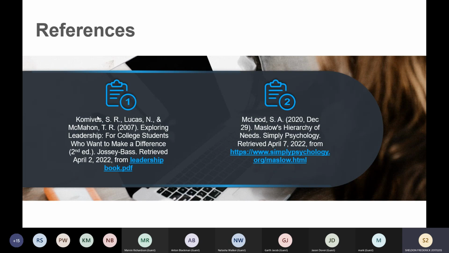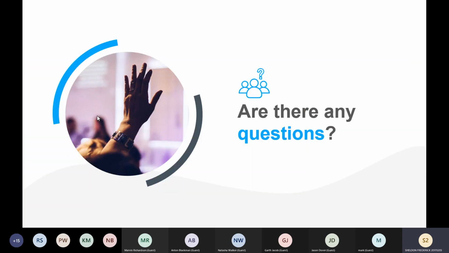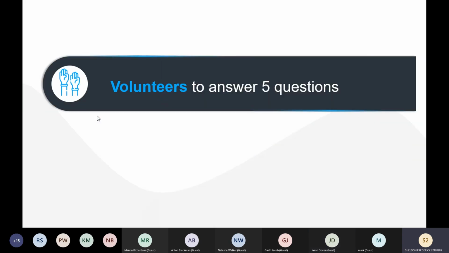These are the references, in addition to the book that my colleague would have recommended. Are there any questions? If none, well, we have some for you.